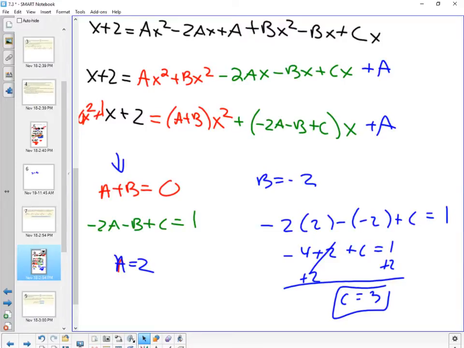If you subtract 2, you get negative 4 plus C is equal to negative 1. Add 4, C is equal to 3. And A, B, and C are all integers. If one of those letters were 0, then that whole fraction piece would just go away. Right? Because what's 0 over anything?